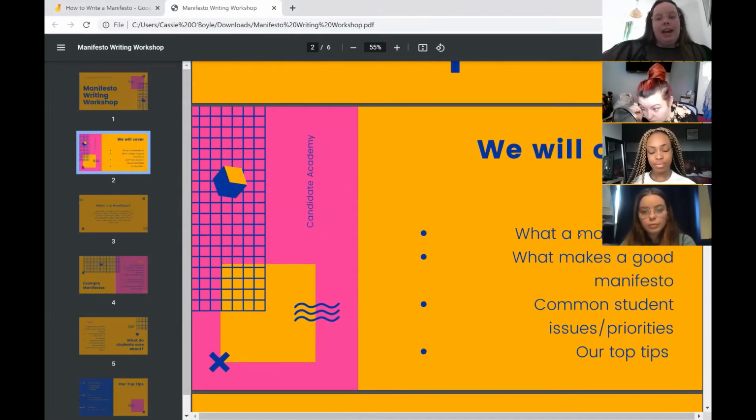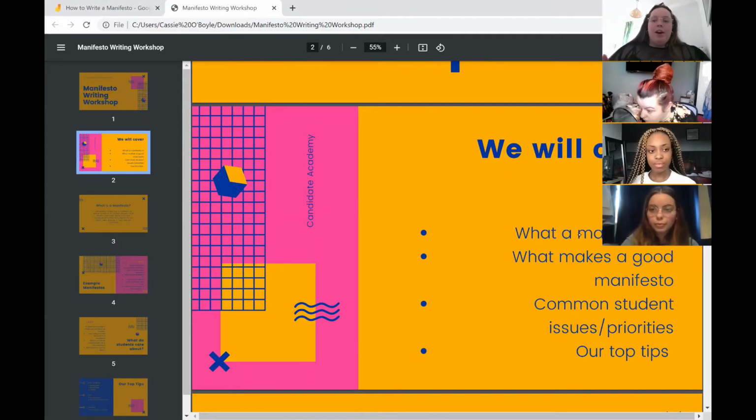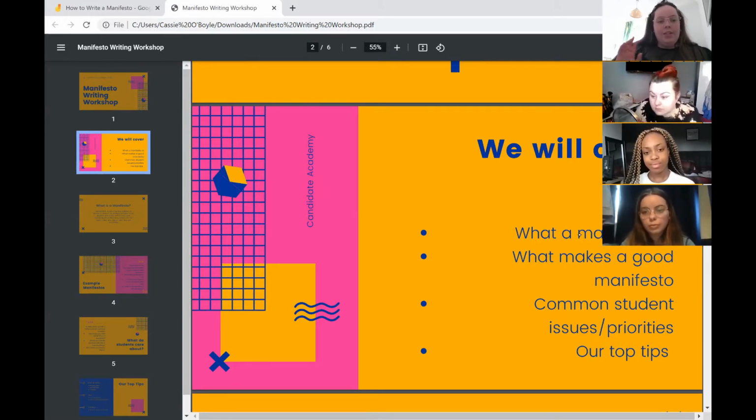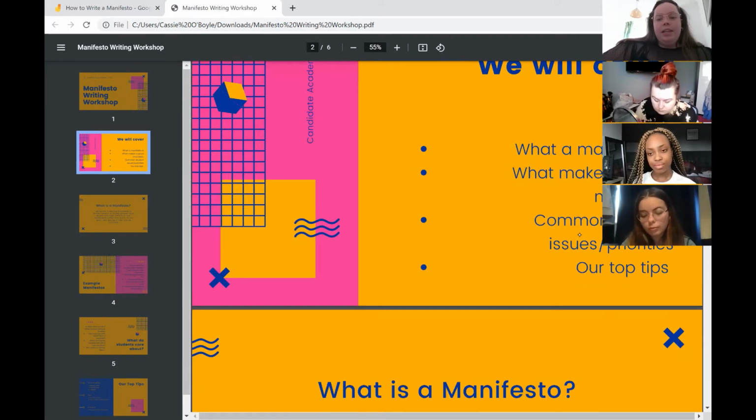Today's session, as I said, is quite brief, but we're going to cover what a manifesto is and what makes a good manifesto. We'll chat about some common student issues and priorities, the types of things that you might want to put in your manifesto, and we'll finish off with some top tips for writing a good one.